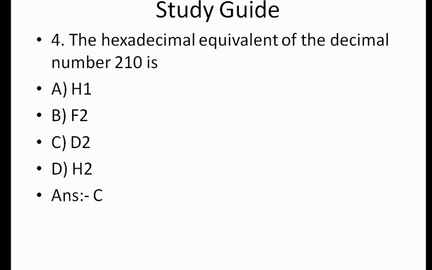The next question: the hexadecimal equivalent of the decimal number 210. This is the decimal number 210, base 10, and I have to convert it to base 16, right?